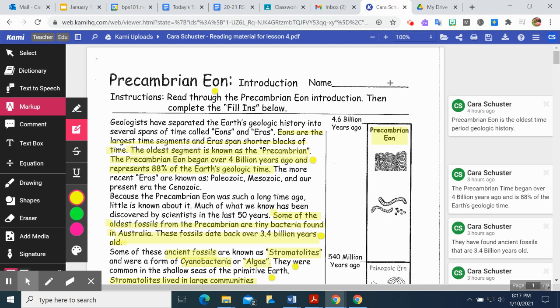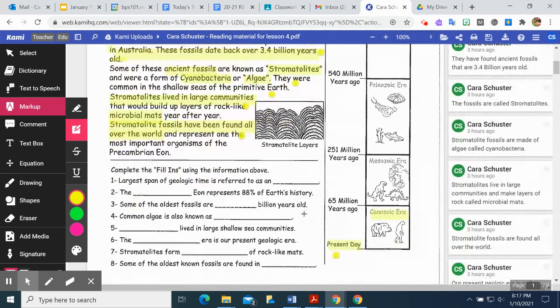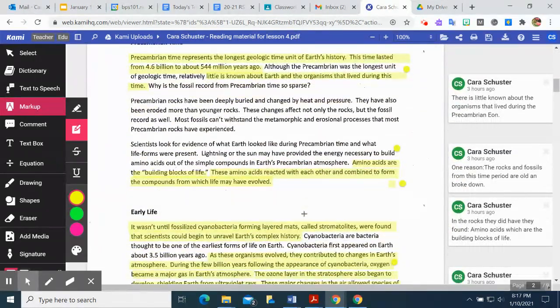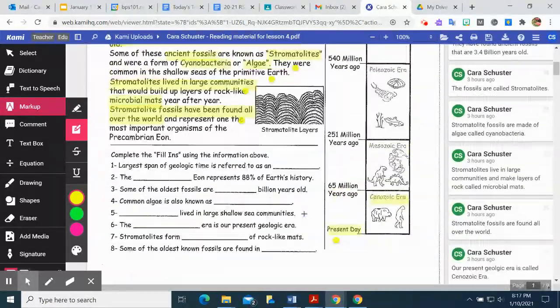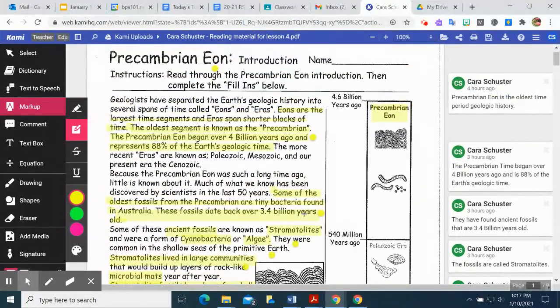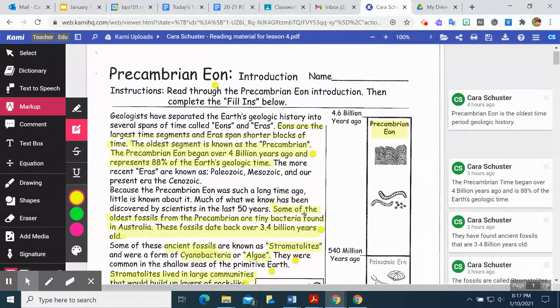All right, this is the Precambrian Eon. We're going to go over an article about this time, and I've highlighted it a little bit for you so you can check to see what things are important and that you need to know.